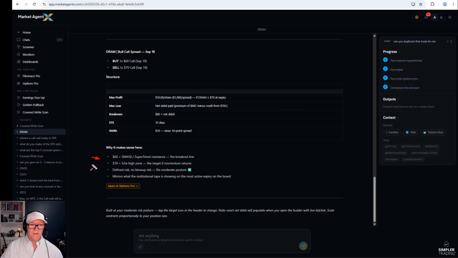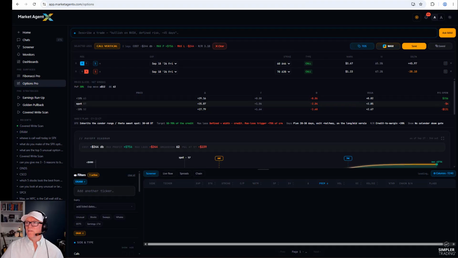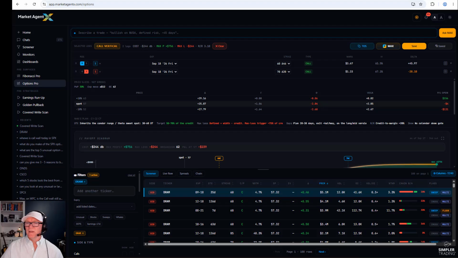So down here, it shows the exact trade, which mirrors what the institutional tape is showing on the most active expiry on the board. And again, this is a 40,000 contract trade. I'm going to show you in a second. So the cool thing, I can go, okay, open this in Options Pro. You click on that, and now we have the exact spread right here.